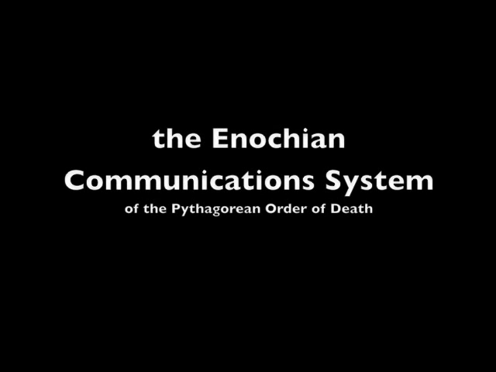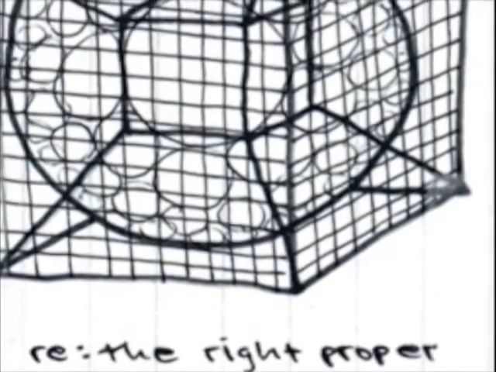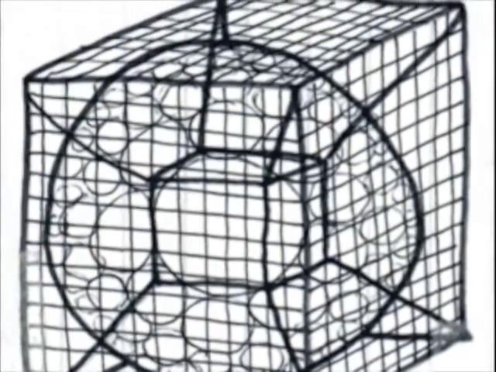The Enochian communications system of the Pythagorean order of death. The Enochian communication system, or ECS for short, is what allows telepaths to communicate instantly, even at opposite ends of the globe. In this lecture, I shall explain how.